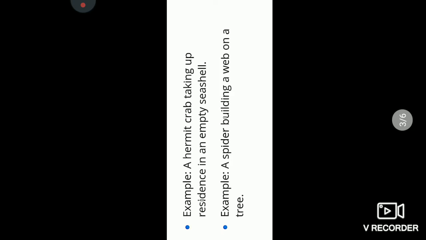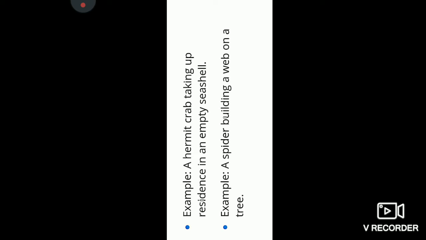And these are the examples, number wise. First is commensalism. So this is the example of commensalism. Example, a hermit crab takes up a residence, means makes its house in an empty seashell-like structure. Inside that a pearl is found, मोती जहाँ पाया जाता है, उसके अंदर कभी कभी crab रुकता है. So it is beneficial to the crab.